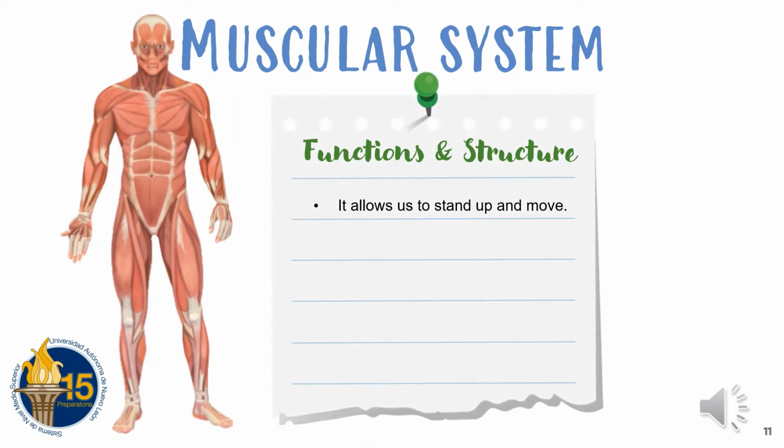Now we are going to start with the muscular system. Like the skeletal system, its main function is to allow us to move. It is made of muscle cells and connective tissue sheets that link it to the locomotor system.